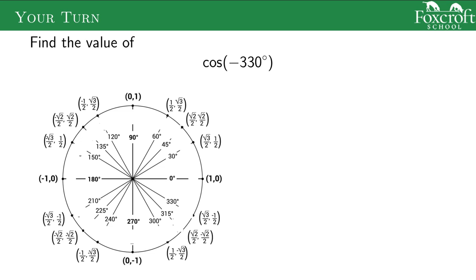One more for you to try on your own. Normally we don't do two on your own, but I want you to try one more because they're sine and cosine. Go ahead and try this one on your own. I'll show you the answer in 3, 2, 1. And the answer you get is the cosine of negative 330 is the square root of 3 over 2.